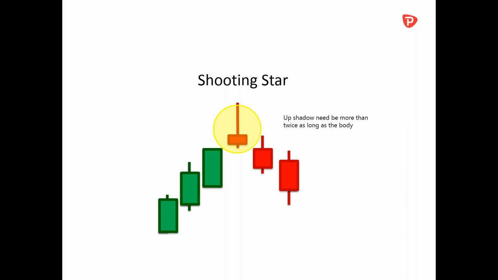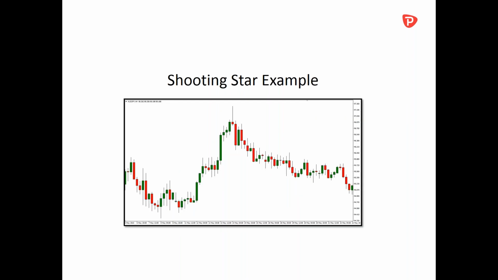So as we say here, the upper shadow needs to be more than twice as long as the body, preferably. We can basically apply the exact same rules as the hammer, just in reverse. And then we're looking for a sell-off in the market. So here's an example, again, a 4-hour chart. We like 4-hour charts, and daily, especially for swing trading and pattern analysis and all these kinds of things. So the EUR/JPY 4-hour.